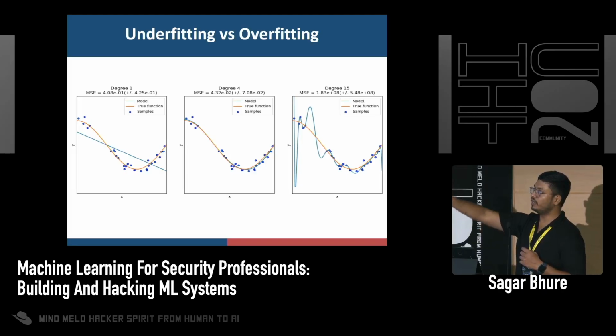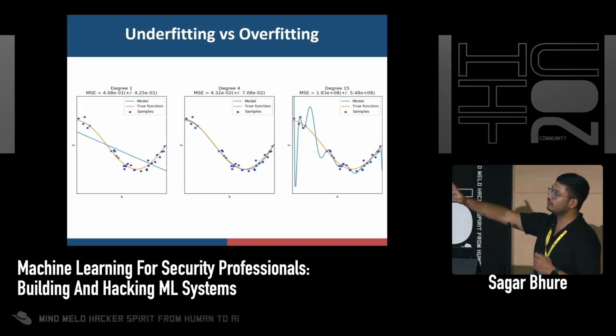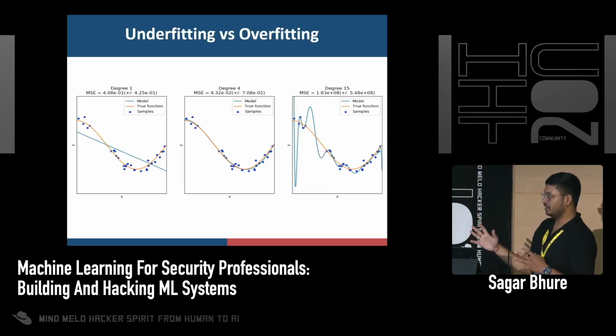If you see the mean squared error for both of them, the mean squared error for the left one is quite high, whereas the mean squared error for the right one is quite low. That makes us understand that mean squared error should neither be too high nor too low. It should be somewhere in between, so that it covers some of the dots.